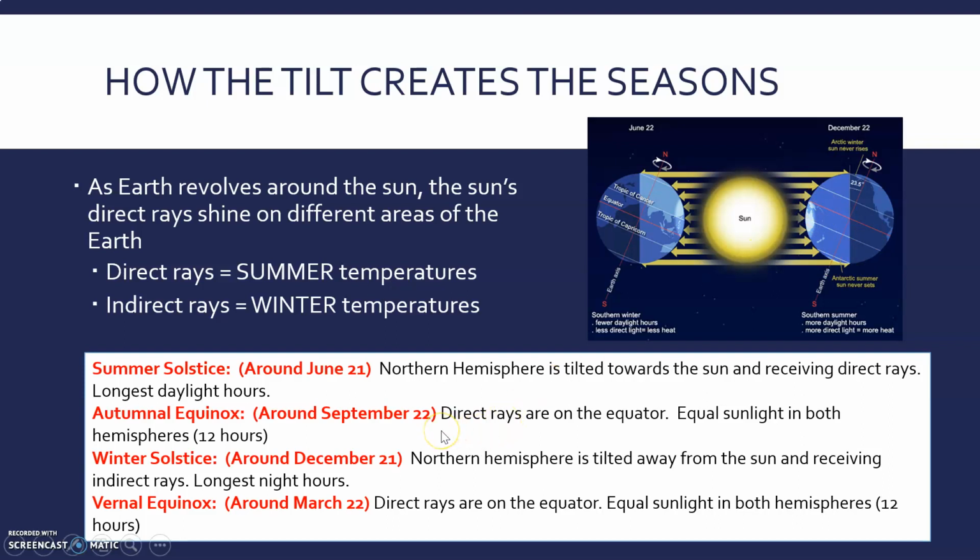All right, we also have something called the equinoxes, the autumnal equinox and the vernal equinox. So around September 22nd or March 22nd, the direct rays are on the equator. And basically what happens is you get equal sunlight in both hemispheres, meaning you have approximately 12 hours of daylight and 12 hours of darkness. And because of that, it's equal amounts. They give it the name, the equinox.